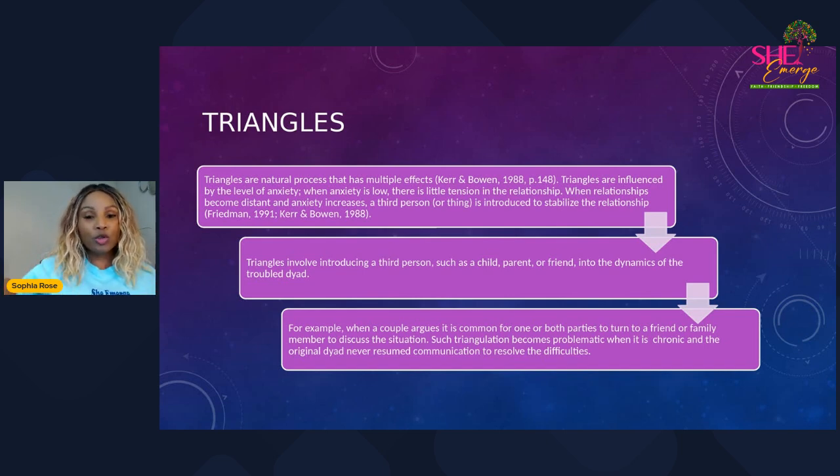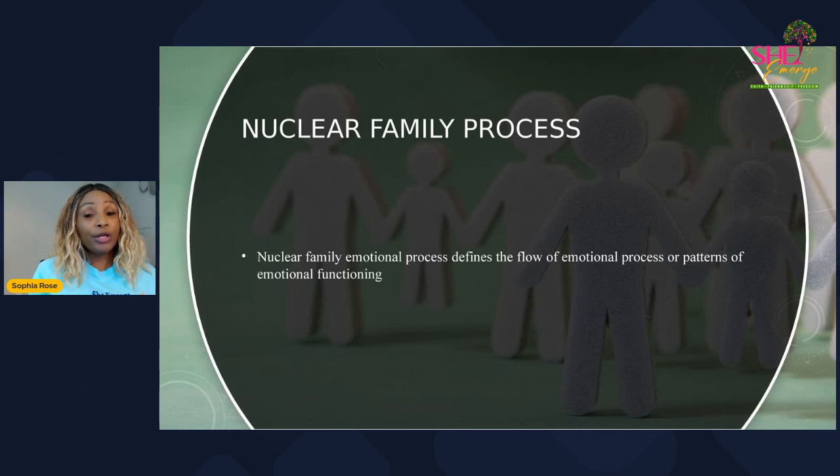So, this triangulation becomes problematic. Why? Because when it is chronic, the original dyad never resumed. So, that communication is unresolved, right? So let's look at the nuclear family process.